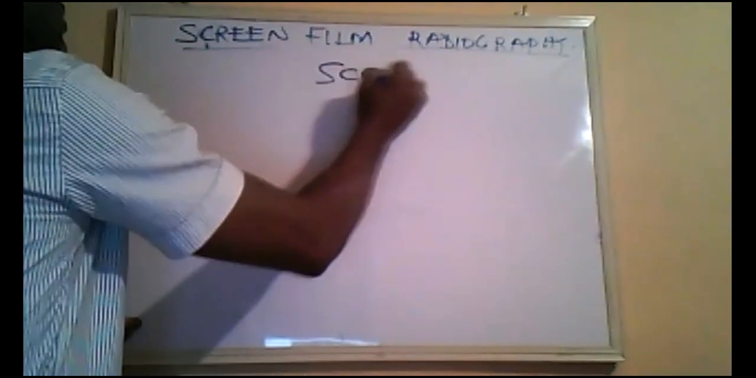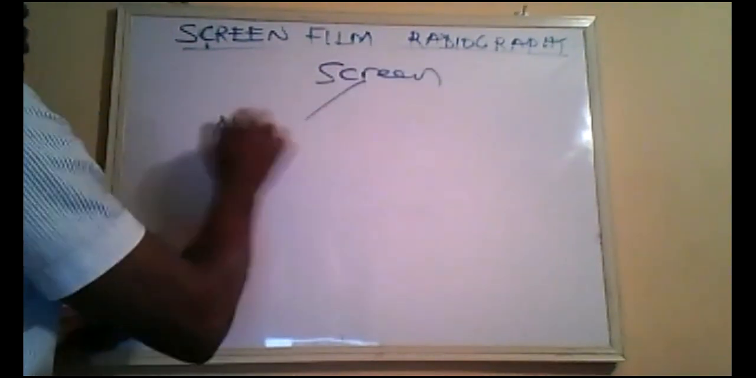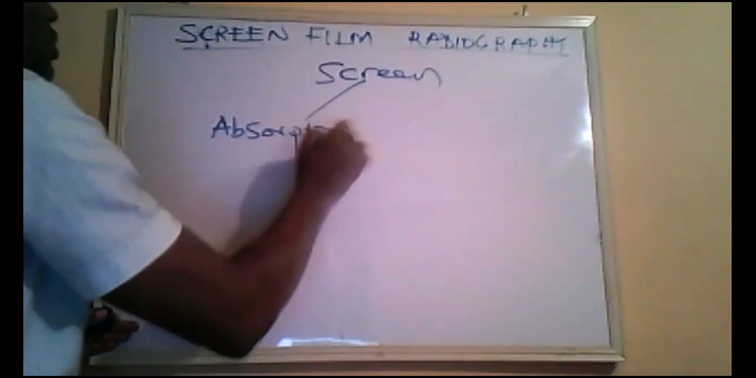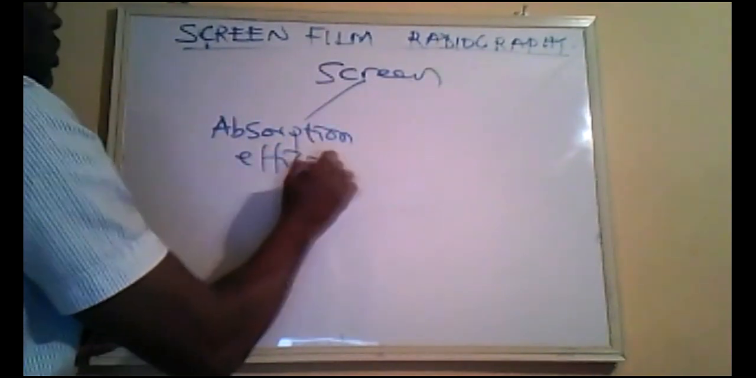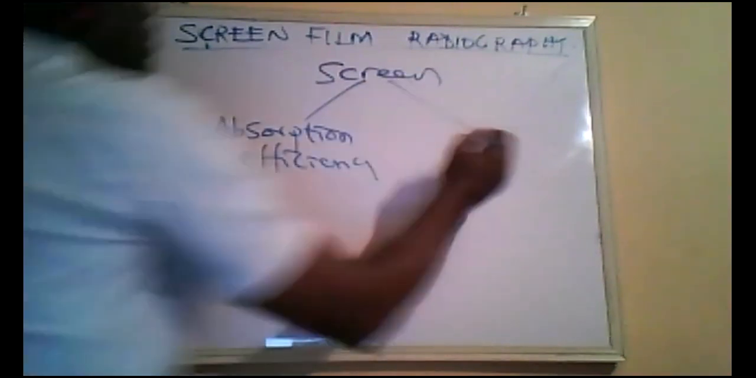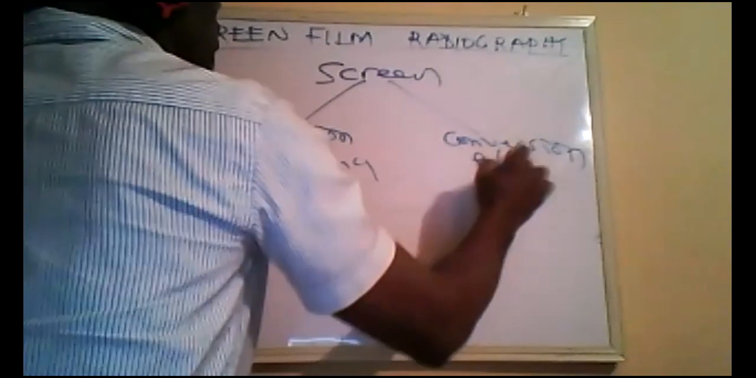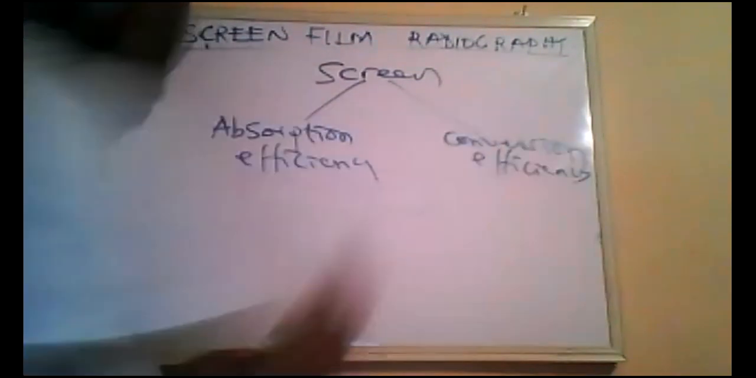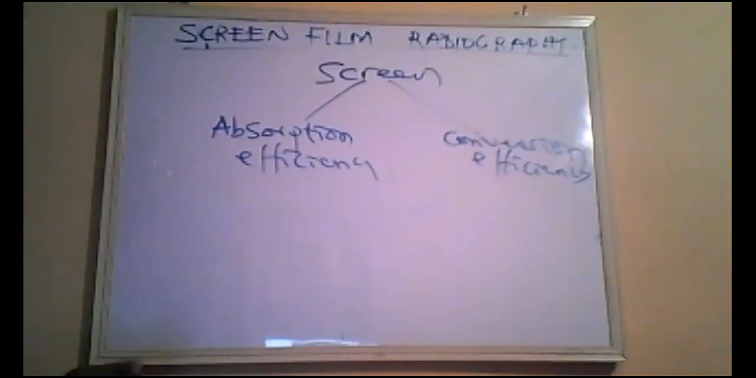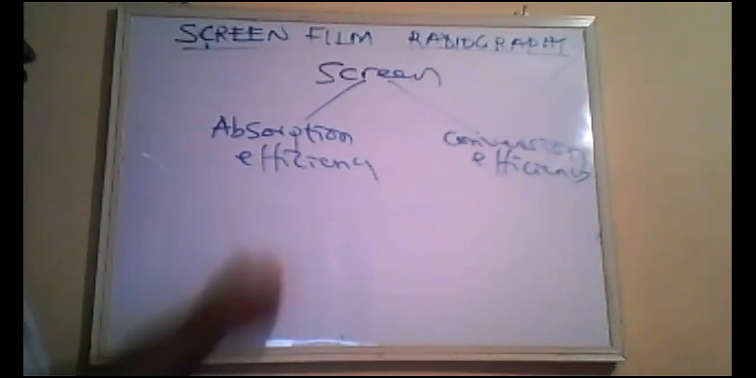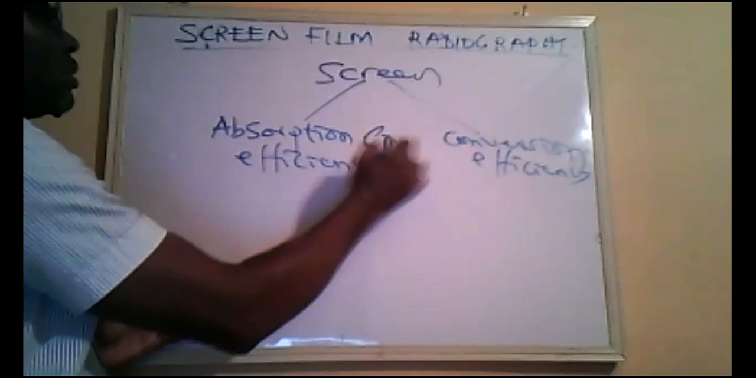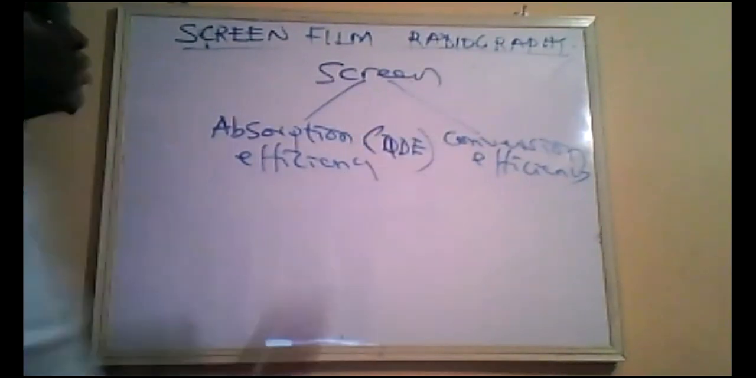So for screen absorption efficiency. The rating of a screen is based on these two factors, these two efficiencies: the absorption efficiency and the conversion efficiency. This one is quantum detection efficiency also.